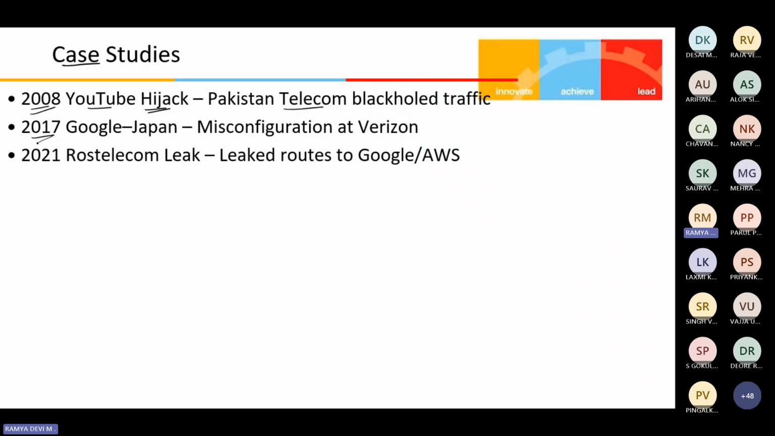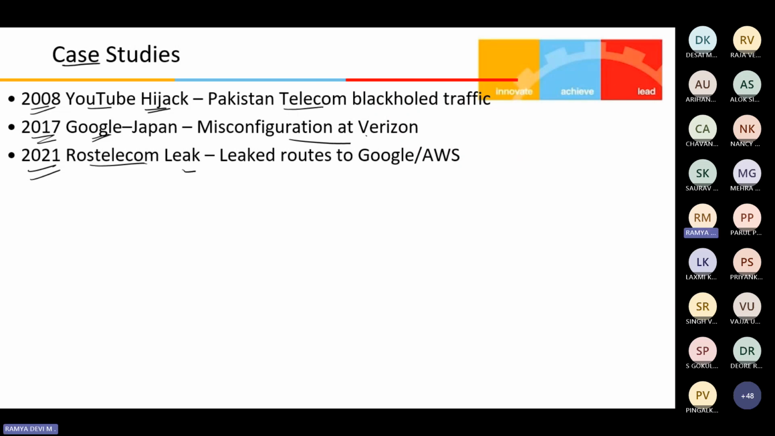And the next one, in 2017, happened with Google. A misconfiguration at Verizon accidentally advertised an incorrect prefix. So Japanese internet service providers like NTT accepted those routes, and Google services in Japan were unreachable for over an hour. It was not a hijack, just a mistake, but it caused a massive disruption.